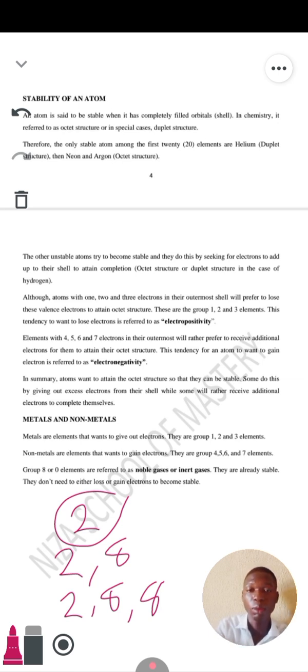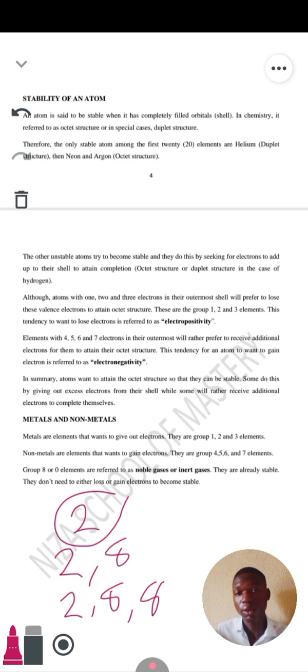Alright, another word we use is duplet structure. And that's for helium. No, helium is not up to 8. Helium is just 2, but it's stable too. So I can still say duplet structure for the case of helium. Alright, but for the case of other ones, which is neon and argon, I would say octet structure. That's the name we give to them. Okay, let's read on. Therefore, the only stable atoms among the first 20 elements are helium, duplet structure, then neon and argon, octet structure.